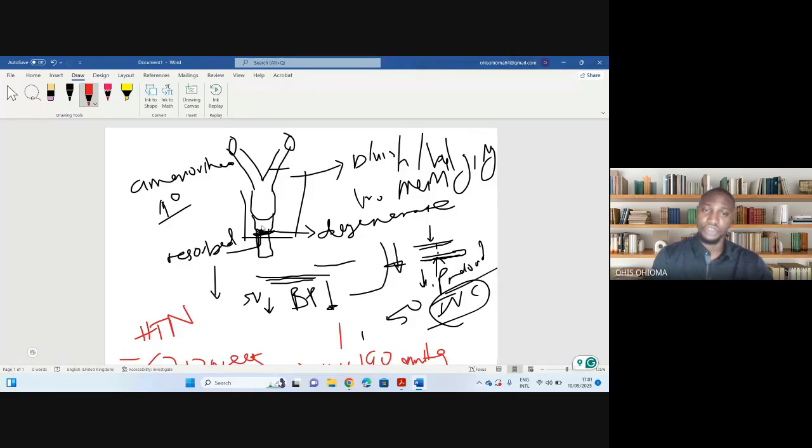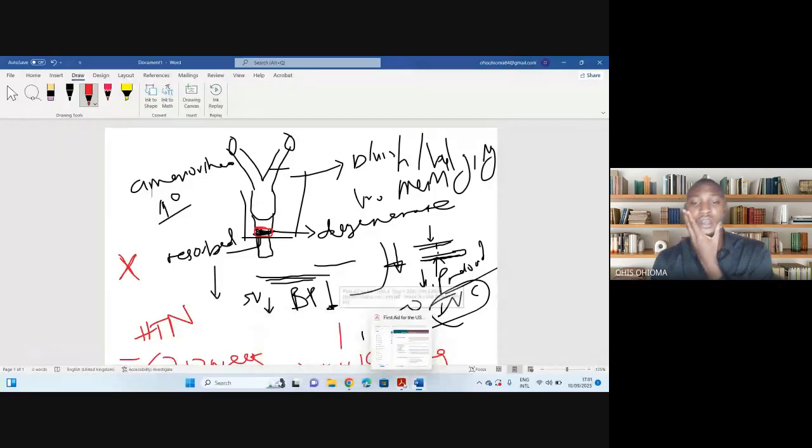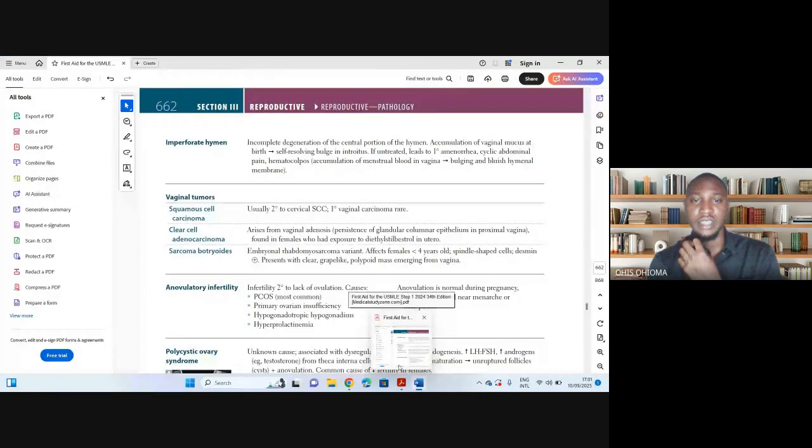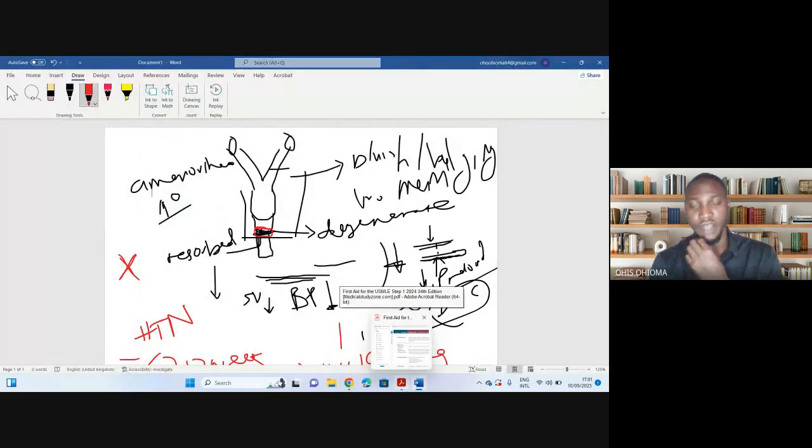And so how do you manage it? You do surgery. You don't resect the whole hymen. What you do is what we call a cruciate incision. So you do something like this, and then it opens and the blood comes out. You take the patient to the OR, you do a cruciate incision, and then the hymen kind of comes out, right?